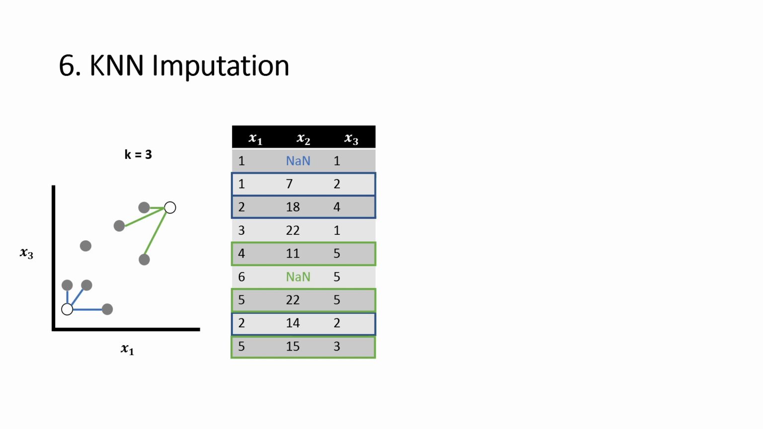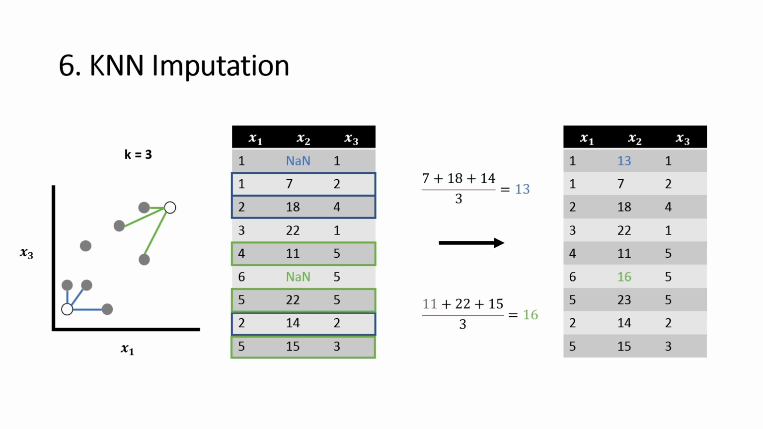We look at which points are closest to these two observations by looking at x1 and x3 where there is complete data. K equals 3 here, which represents the number of nearest neighbors. For our first observation, the nearest neighbors are highlighted in blue. And for our sixth observation, our neighbors are highlighted in green. We then simply take the average values of our neighbors as the imputed value. If x2 was categorical, we would take the most frequent class as our imputation value.